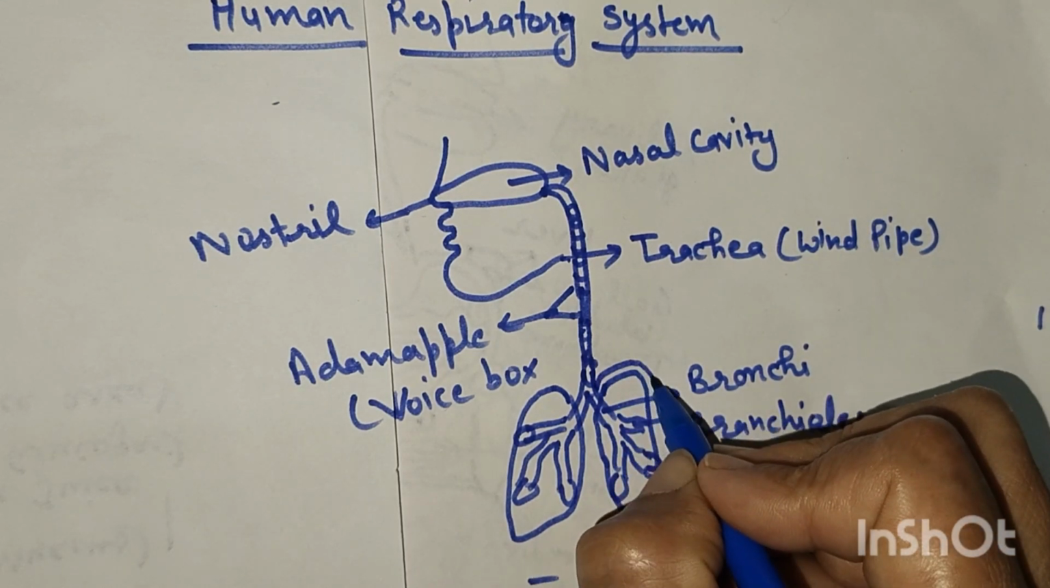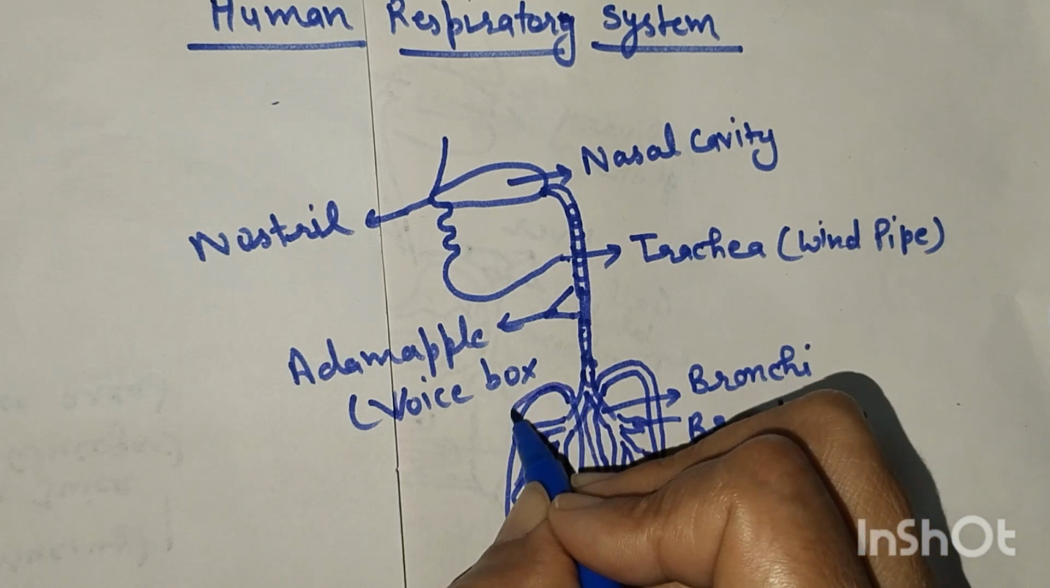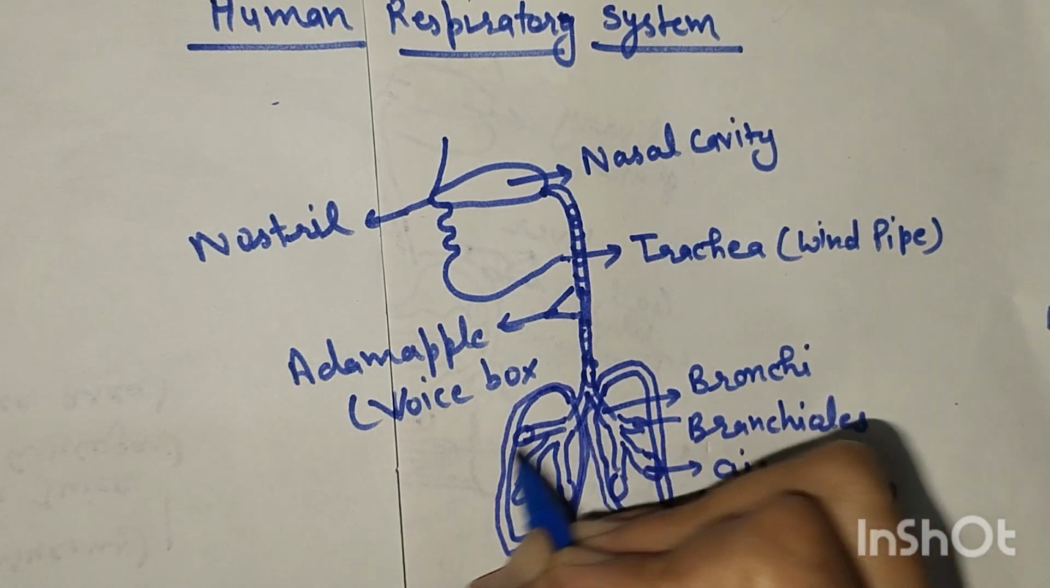These lungs are covered with an outer layer. This outer layer is called the pleura.